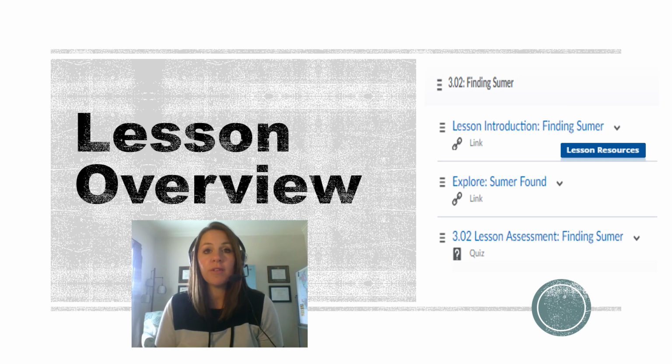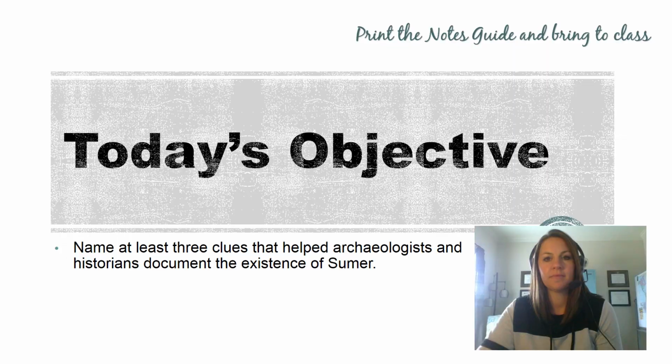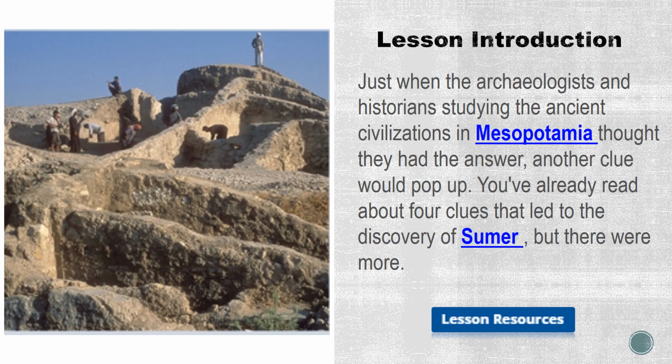Here's a quick overview of the lesson. We have our lesson introduction, Finding Sumar. We are going to explore Sumar found, and then you have a lesson assessment as well for this lesson. And today's objective: you want to be able to name at least 3 clues that helped archaeologists and historians document the existence of Sumar. Now let's jump right into our lesson introduction.